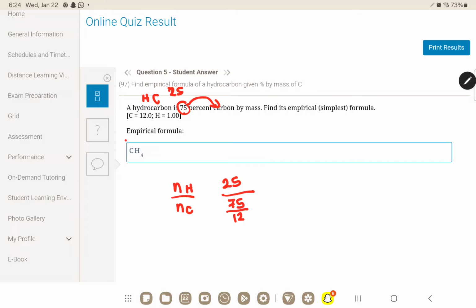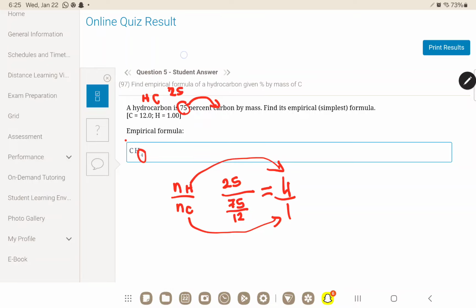75 over 12, you're gonna get that your answer is 4 over 1, or 4. So then hydrogen would be 4, and you'd have 4 hydrogens and 1 carbon. But let's say in the case where, instead of 4, you had 3.6, you cannot ever have a decimal point as your subscript. So in that case, you would have to keep multiplying.